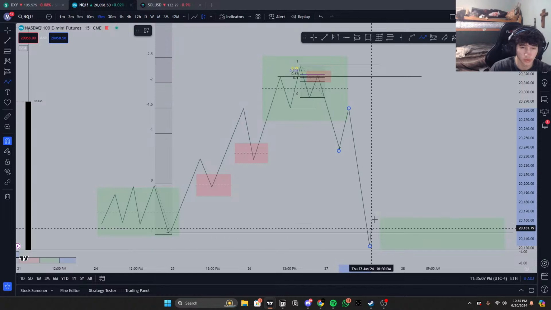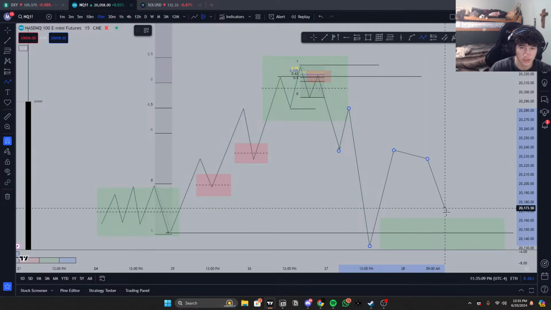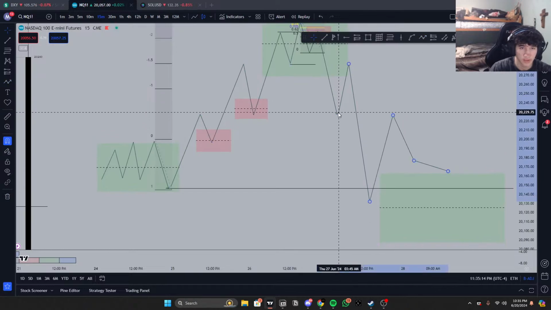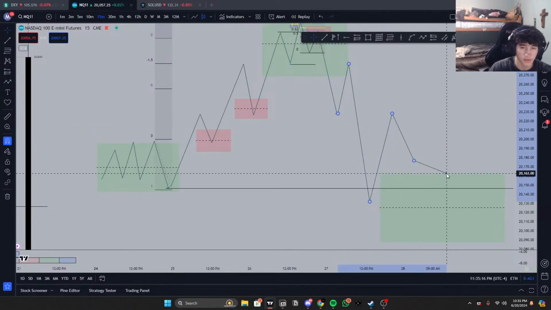Then we push lower, retrace, second leg redistribution. This is where I was actually trying to tell you guys we want to look for shorts inside of this area as our second leg redistribution in general chat, if you guys saw that today.